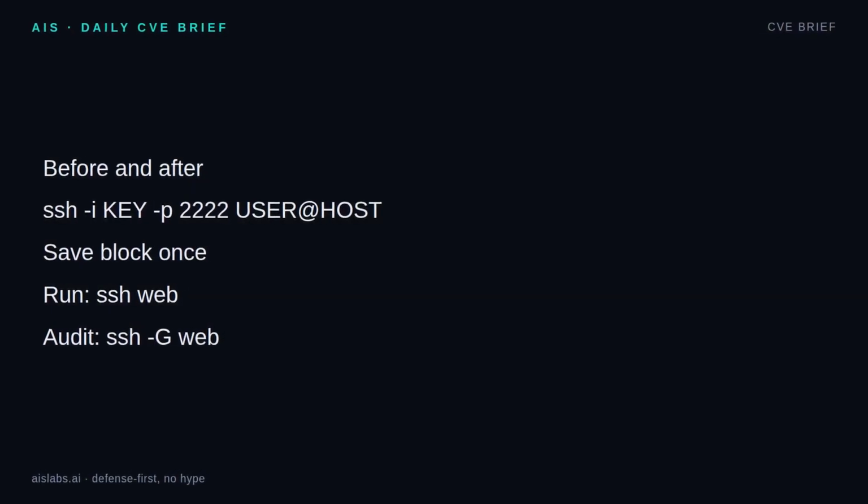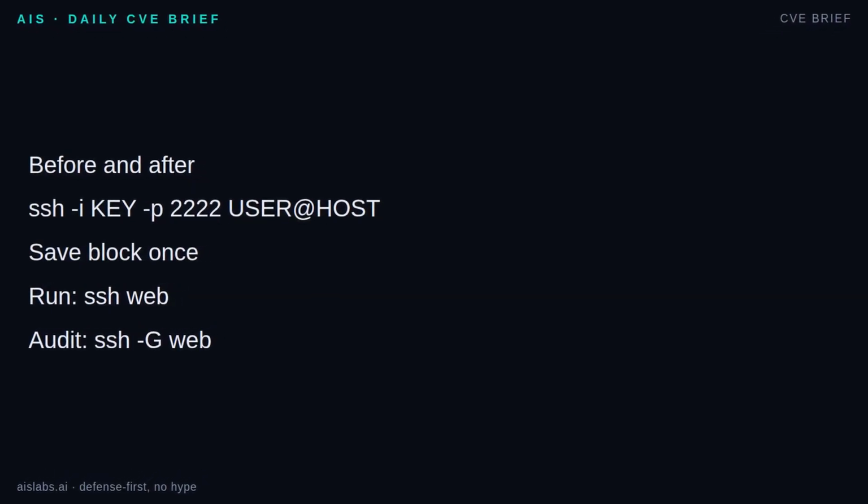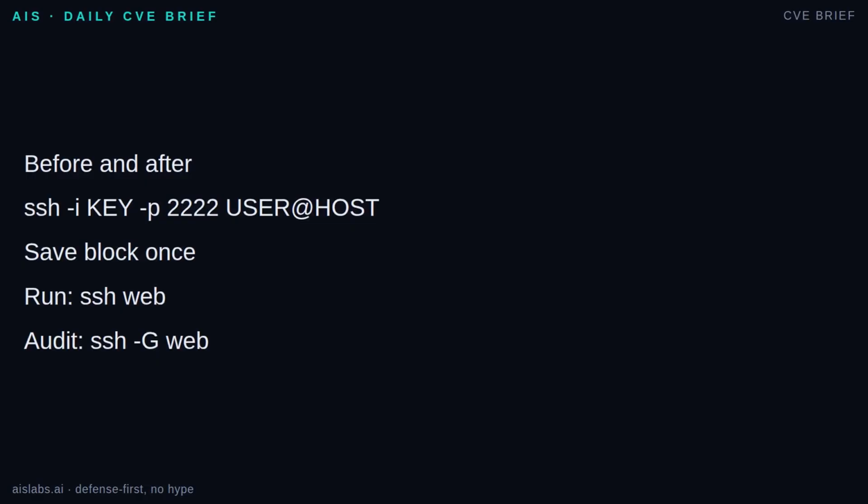Let's make it concrete. Before this file, your deploy command might be ssh -i ~/.ssh/id_ed25519 -p 2222 deploy@web-01.example.com. That is not terrible once. It is terrible when you type it 10 times a day, paste it into tickets, or hand it to a teammate. Put the block in config once. Now the operating command is ssh web.